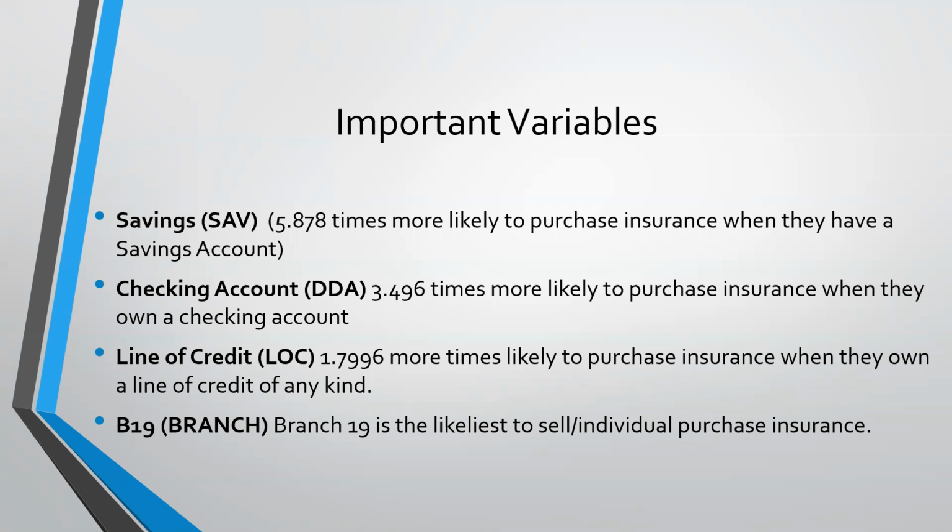The second is a checking account, where an individual is about 3.4 times more likely to purchase insurance. And a line of credit was also significant, which was at 1.8 times more likely to purchase insurance. One thing to note is that branch 19 is the likeliest to sell insurance amongst the rest of the branches.